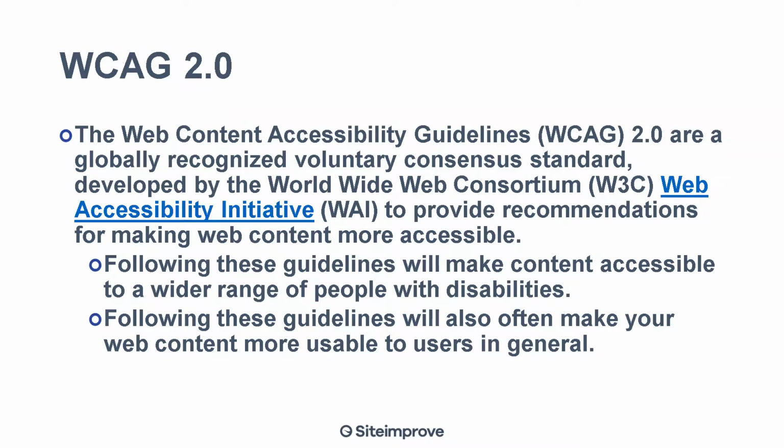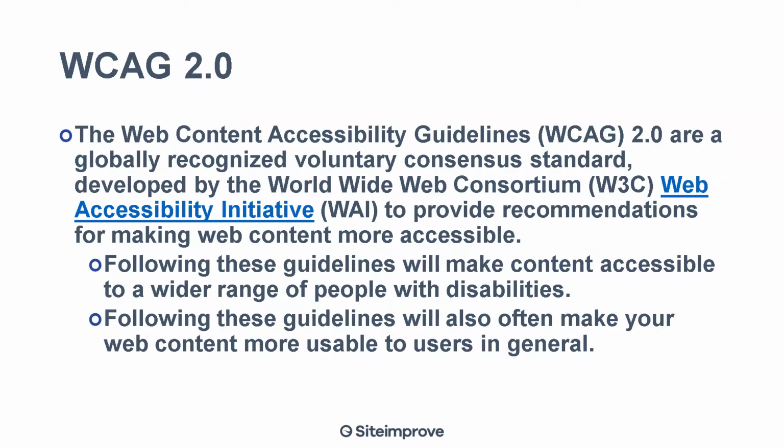They're a globally recognized voluntary consensus standard developed by the World Wide Web Consortium, Web Accessibility Initiative, to provide recommendations for making web content more accessible. If you follow these guidelines, your sites will be accessible to a wider range of people. And that's the same goal with 2.1. Also, it'll make your web content more usable to users in general if you follow these guidelines.